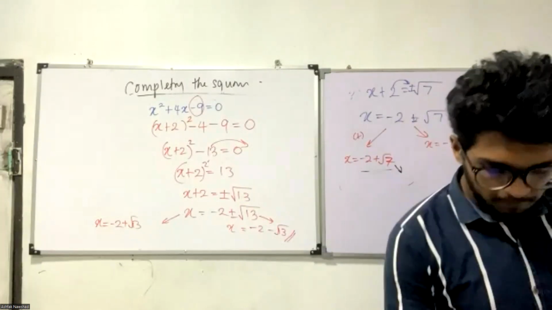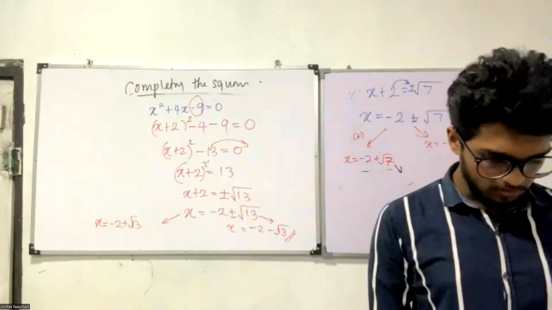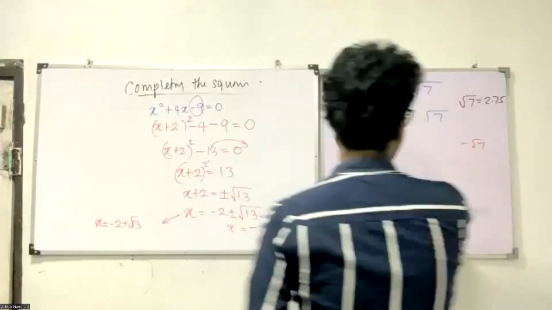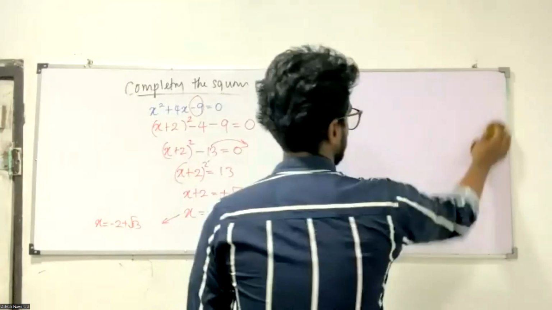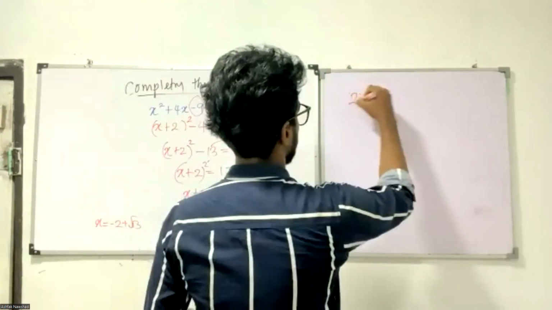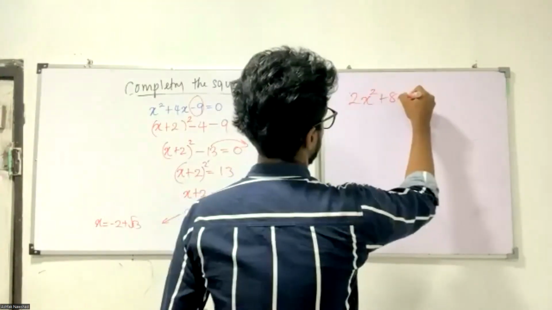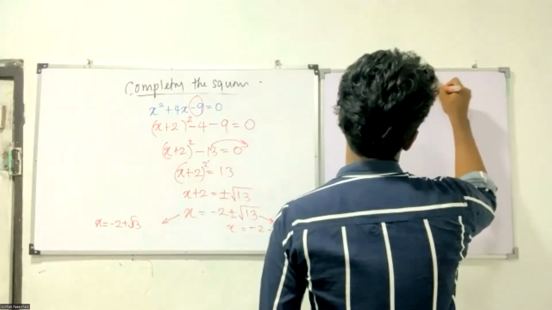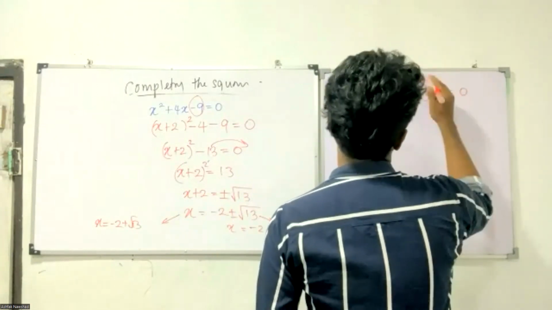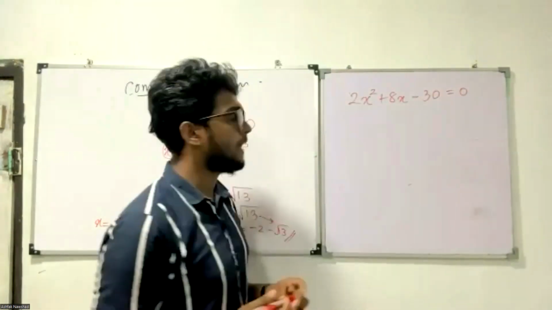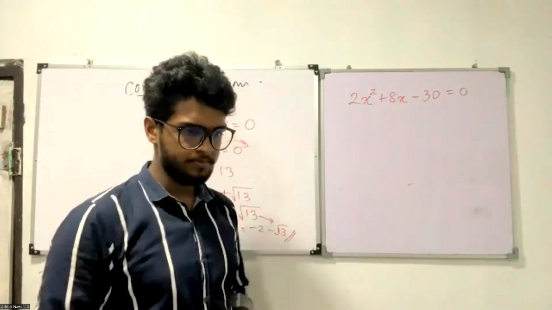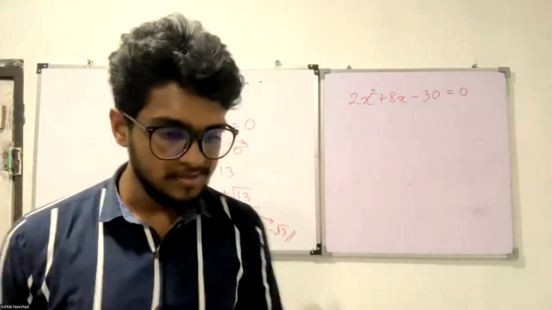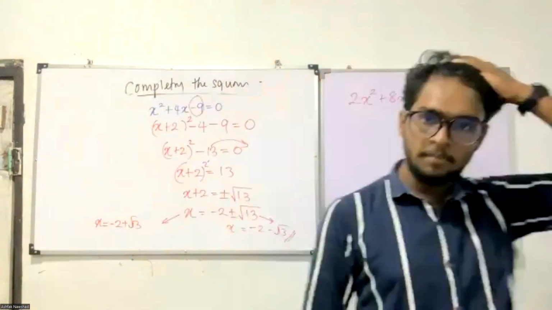So the quadratic completing the square method is over, but wait a minute. I'll give you something. See, for example, if the sum is like this. Now, can you apply completing the square at once? No, because what's the reason? Can you guys tell me the reason?